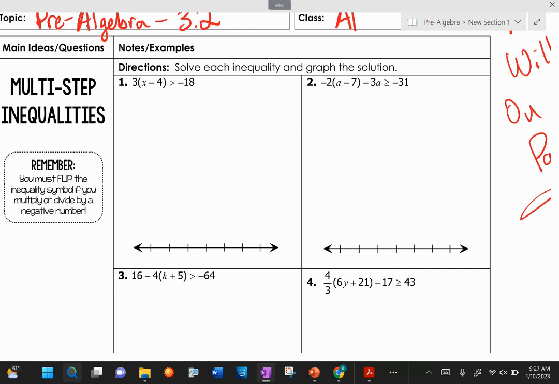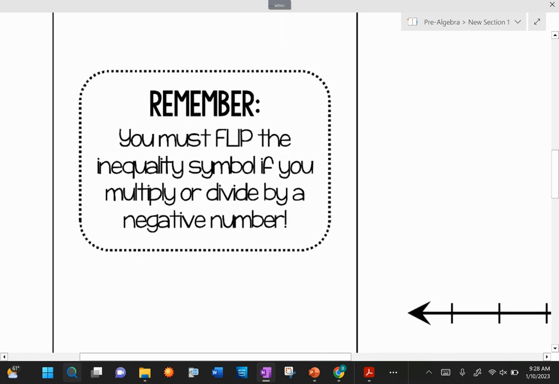All right, so we're walking through our steps of solving. Again, what's really the only thing that you have to remember about inequalities is this right here. Please write this down.